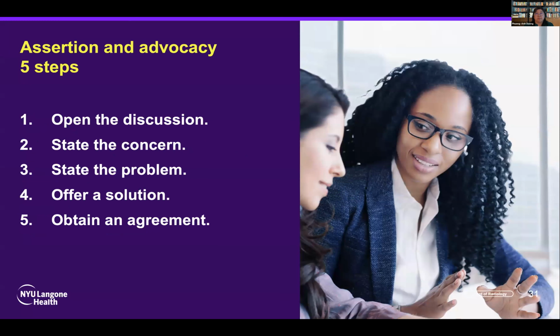So there are 5 steps you can take to advocate for your patients. Open the discussion, state the concern, and really spend the time talking about the factual things that happened and the concern that you have, what the problem is that you think it is. Offer a solution. I think that's really helpful; whenever I bring up a concern, I bring up a possible solution, and it may or may not work, but at least I thought about what we could do to address the problem. And then obtain an agreement on that.